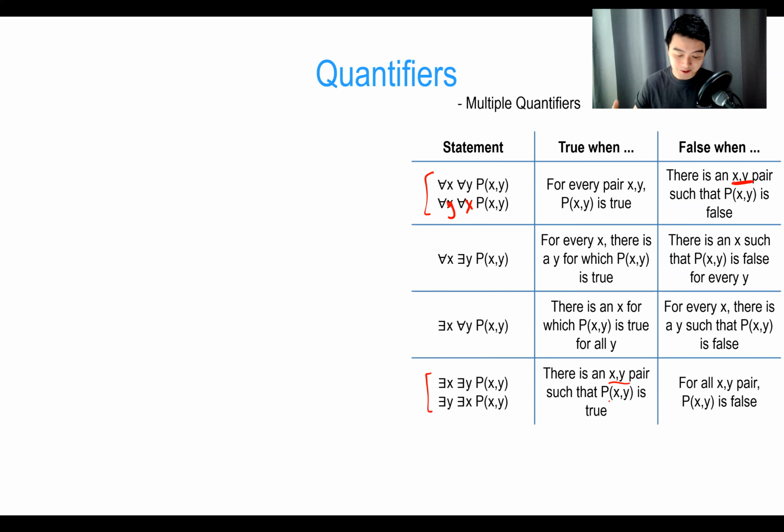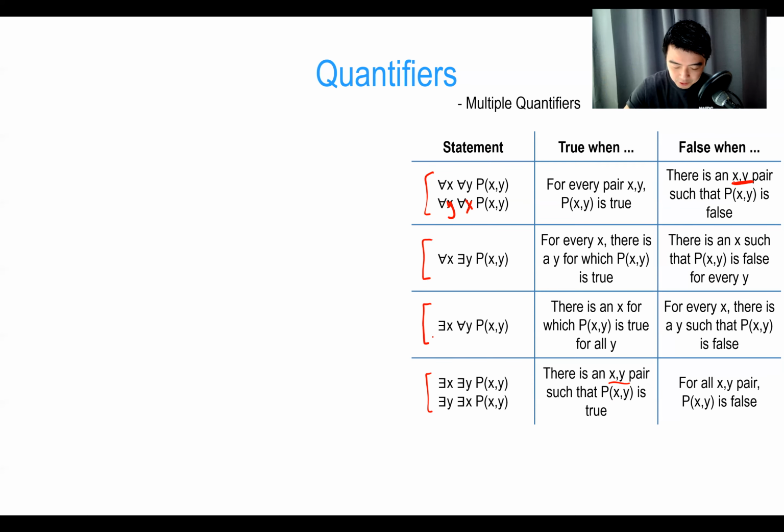The harder parts are the ones that are mixed, meaning we have a for all and then an existence, or vice versa. Let's take a look at this one first. If we have for all x there exists y, p of x, y, it means that for every single x, there has to be a y that goes with it so that p of x, y is true. Then this is true. But when is it false? If there's even one x that doesn't have a y, then it's false.